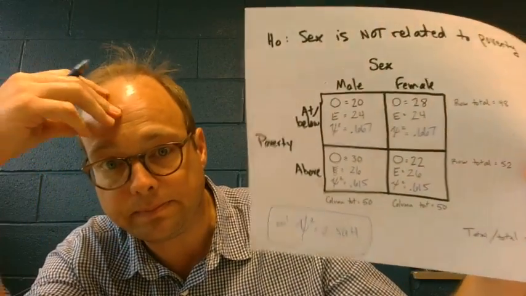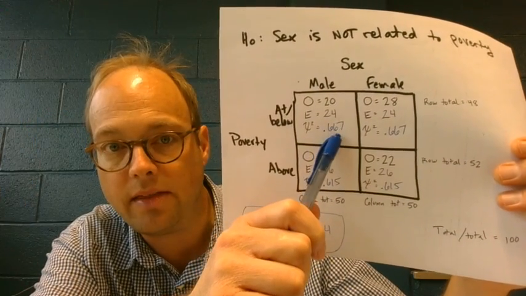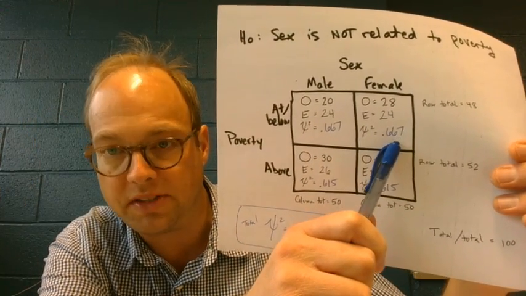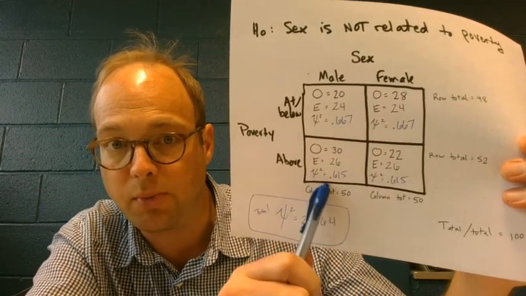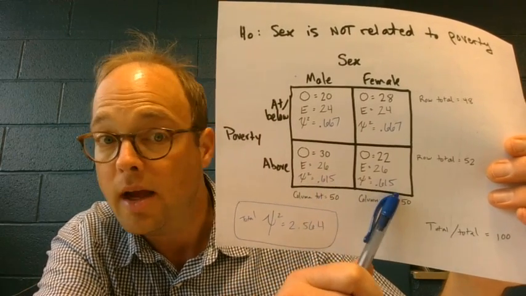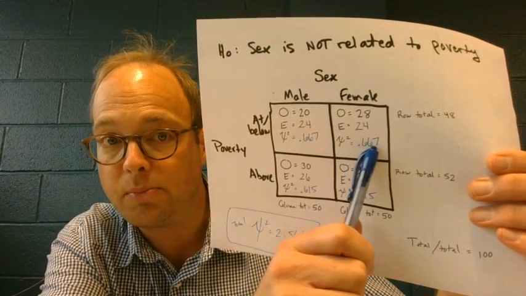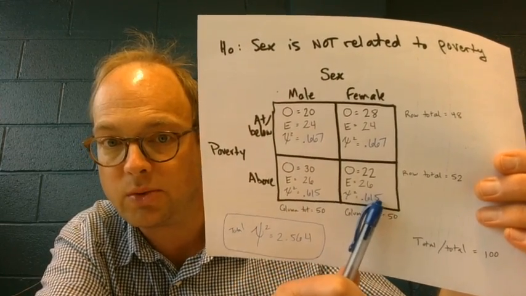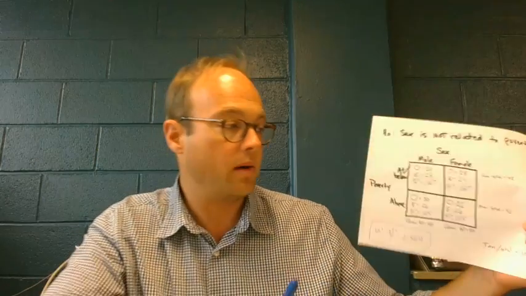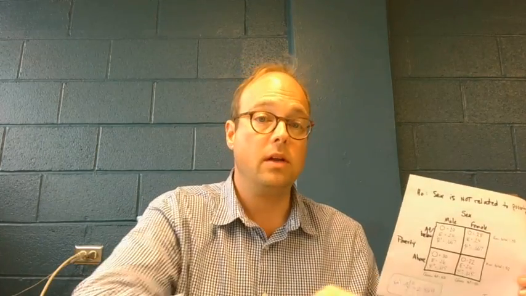I then added 0.667 plus 0.667 plus 0.667 plus 0.667 plus 0.615 plus 0.615 for a total chi-square value of 2.564 right here, okay? This cell's chi-square, 0.667, plus this cell's chi-square, 0.667, plus this cell's, 0.615, plus this cell's, 0.615, is 2.564. That is the total chi-square value.